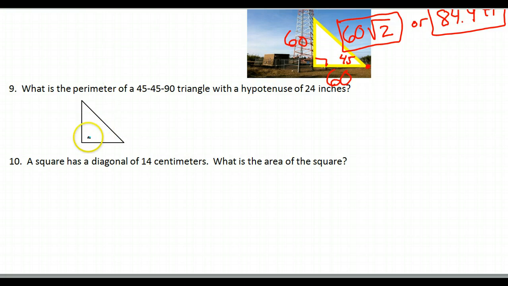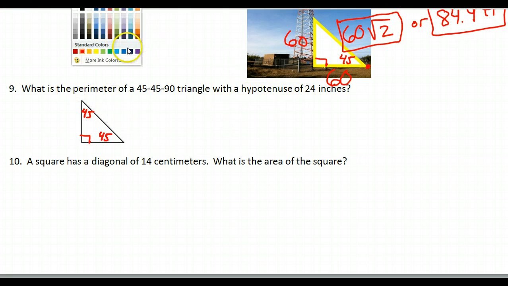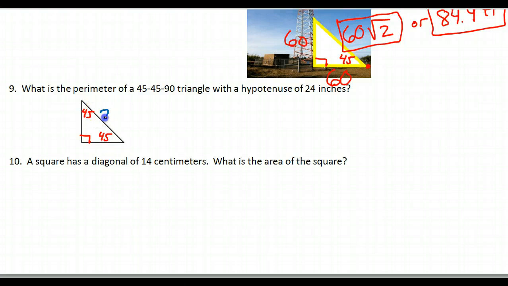We're given that this is a 45, 45, 90 triangle, and we're supposed to find the perimeter. But we're given that the hypotenuse is 24. So here's my hypotenuse, and it is 24. If we're going to find the perimeter, I need to know what these sides are.